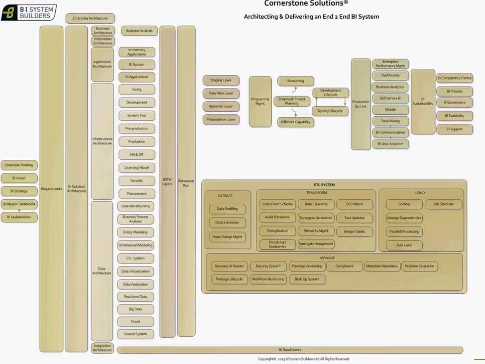So there's kind of two parts to this. There's the solution architecture and there's a delivery model.